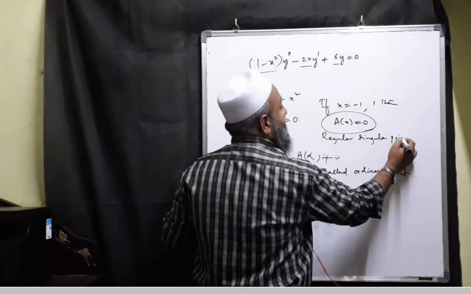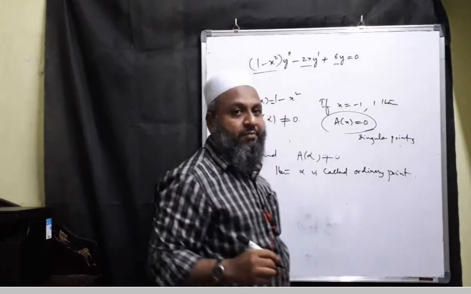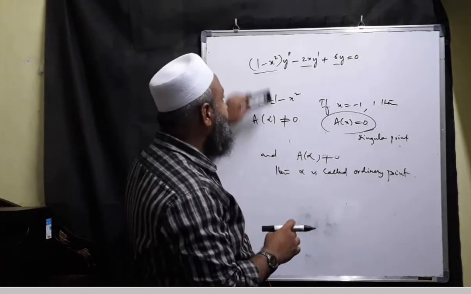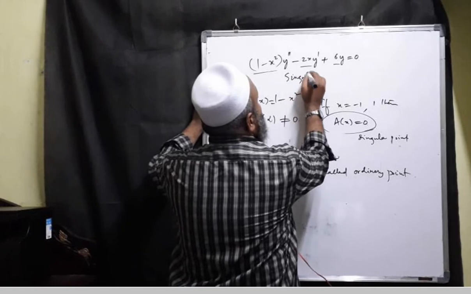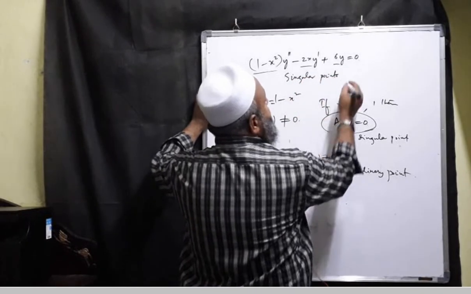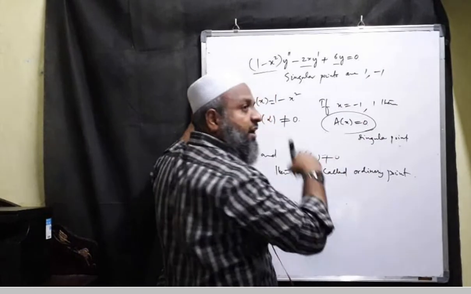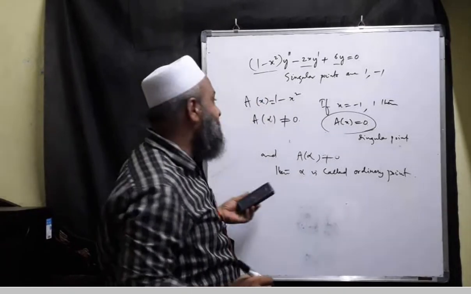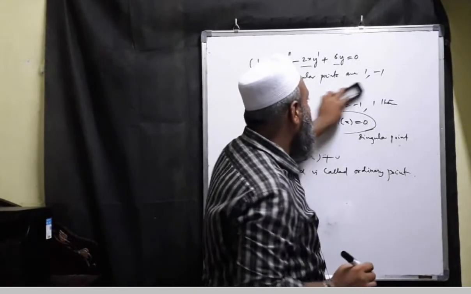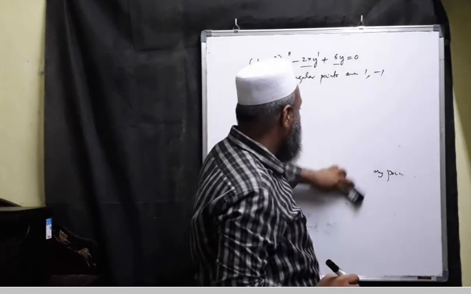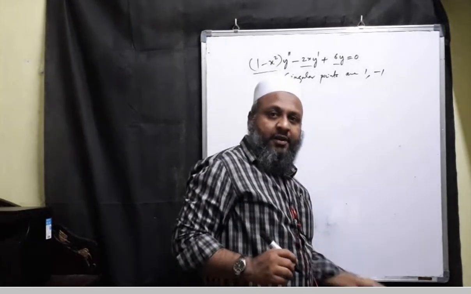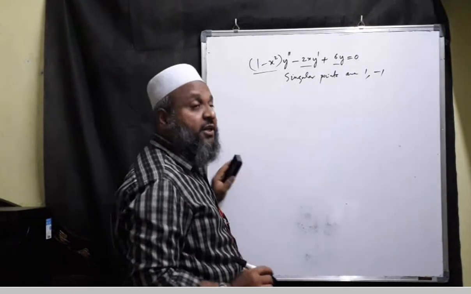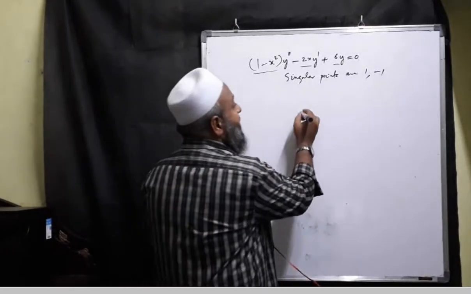If a(x) equals 0, then they are called singular points. We can mention the categories later. It is a singular point, or a singularity. So the singular points of this differential equation are 1 and minus 1. Any number other than 1 and minus 1 will not make 1 minus x square equal to 0. At that time they all become ordinary points. So out of all real numbers, only these two numbers are singular points for this differential equation, and the remaining are all ordinary points.